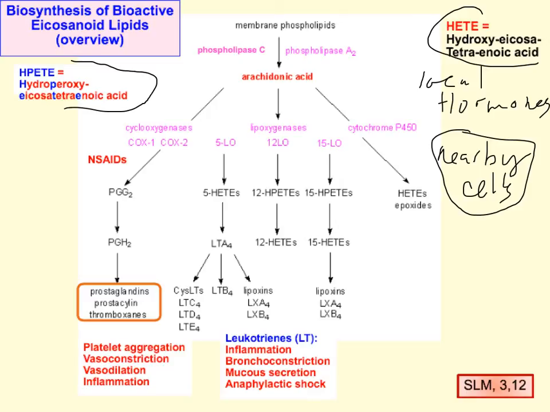But the general idea is that membrane phospholipids are used to produce eicosanoid lipids. And then eicosanoid lipids are active in platelet aggregation, vasoconstriction, vasodilation, inflammation, and these leukotrienes: inflammation, bronchoconstriction, mucus secretion, and anaphylactic shock. And of course, the pathway that most of these things are going through is through these hydroxyeicosapentaenoic acids, or the hydroperoxyeicosapentaenoic acid. But why we need to know what they are, I don't really know.